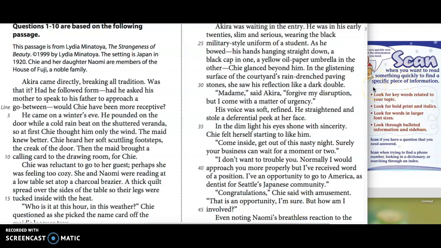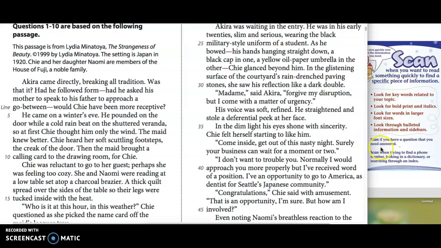In order to scan, you're going to look for keywords related to your topic. Look for bold prints and italics. Look for words in larger fonts. Look through bulleted information in sidebars. This portion of a text is extremely helpful because it gives you a ton of information. So always make sure that you read the bulleted information and even sidebars.